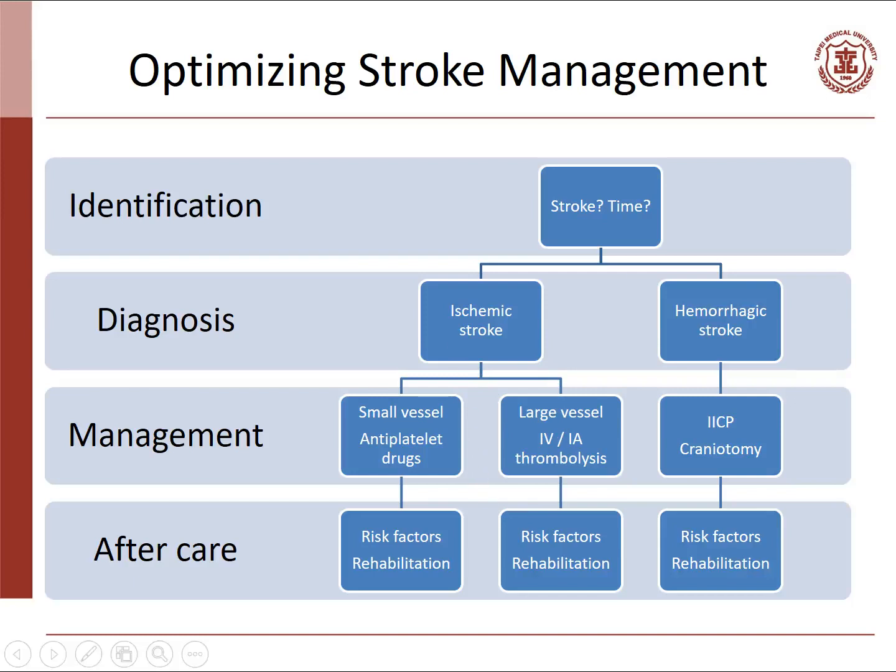And for the hemorrhagic stroke, because there's a hematoma there, it can cause increased intracranial pressure. So for acute management, you should pay attention to the ICP problem. And for ischemic stroke, what we need to do is try to open the occluded vessel. That's the main part. But sometimes it cannot be achieved because maybe the clot is too tight, or it's difficult to reach. The aftercare is the same: risk factor control and rehabilitation.